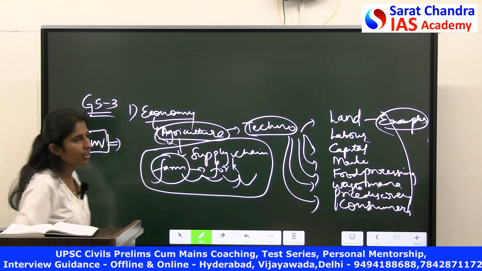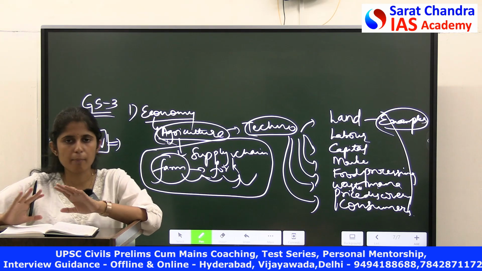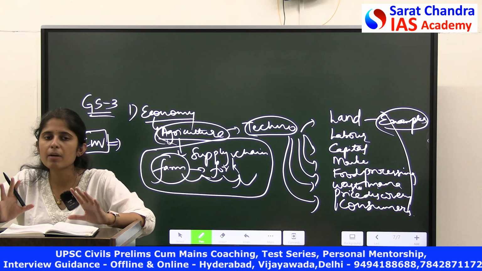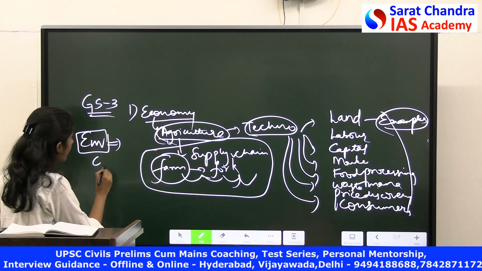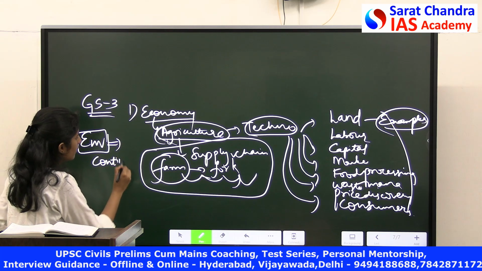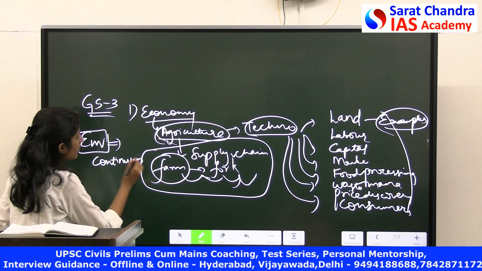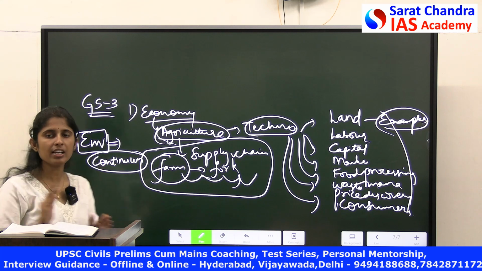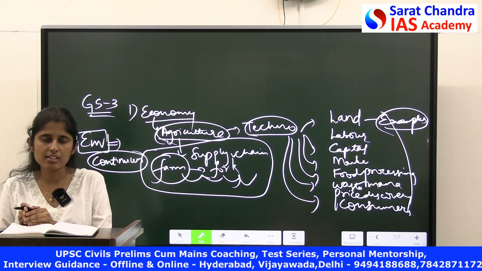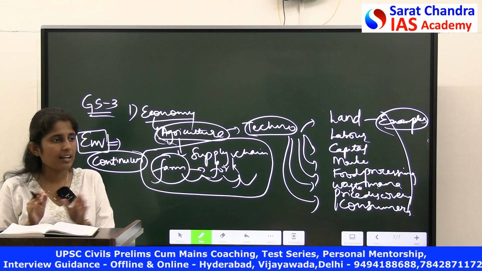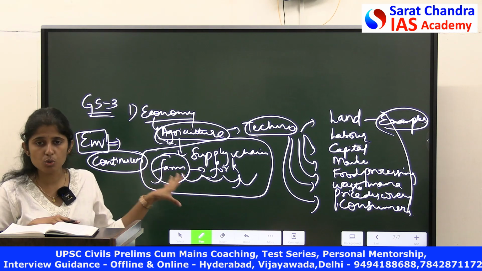What I did was I took Mains 365 compilations of the previous 2 years and made my environment notes from that only. Because environment questions are like a continuum. What do I mean by continuum? The issues have been happening for 2 to 3 years. For instance, dam failures are an issue that has been happening for the past 2 to 3 years.